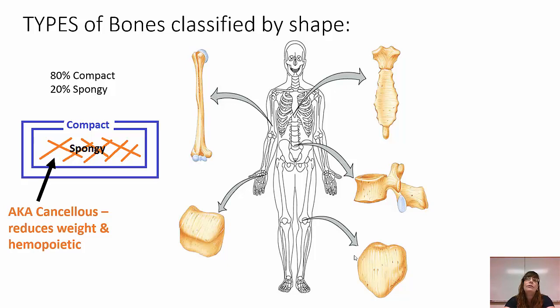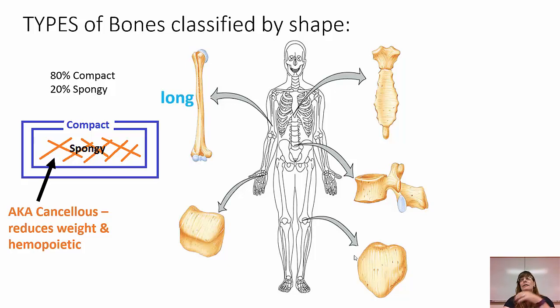80% are compact bone, 20% of them are spongy bone. Spongy bone usually is in the middle of the compact bone, except when you're talking about long bones, then it's on the end of the long bone. Spongy bone does perform certain functions. It is very cancellous, meaning that it has a lot of holes in it, basically, so it reduces the weight and is also hemopoietic, which means blood cell formation.